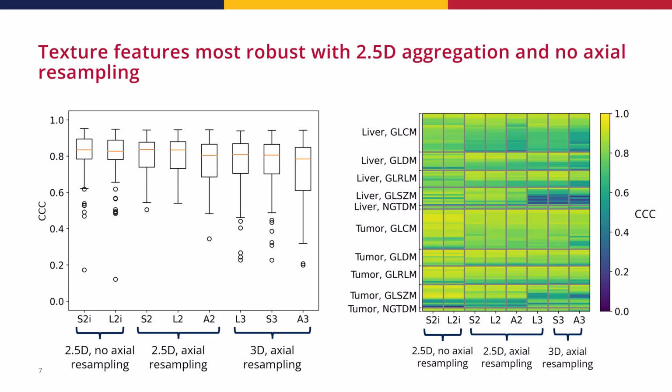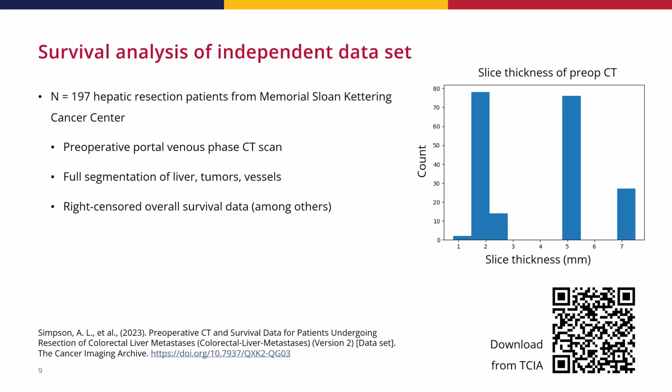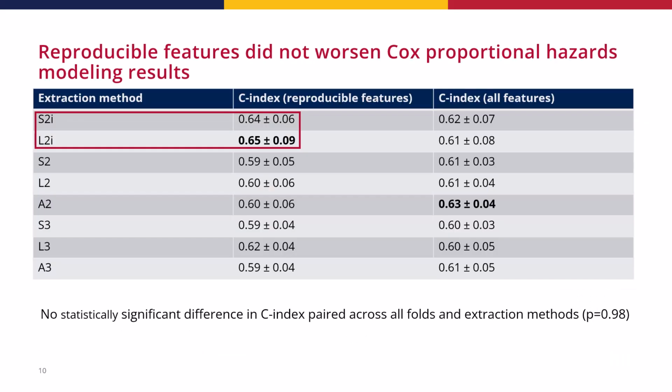And finally, are reproducible features also useful for prediction? To answer this, we did a survival analysis of an independent dataset of 197 patients who had hepatic resection to treat colorectal liver metastases. We extracted features from the pre-treatment CT scans and built Cox models to predict overall survival. In each scenario, we built two models, one selecting only reproducible features and another allowing any of the features to be selected. We found that excluding non-reproducible features did not harm the performance of the models overall, and in fact, the two best performing models were produced this way.